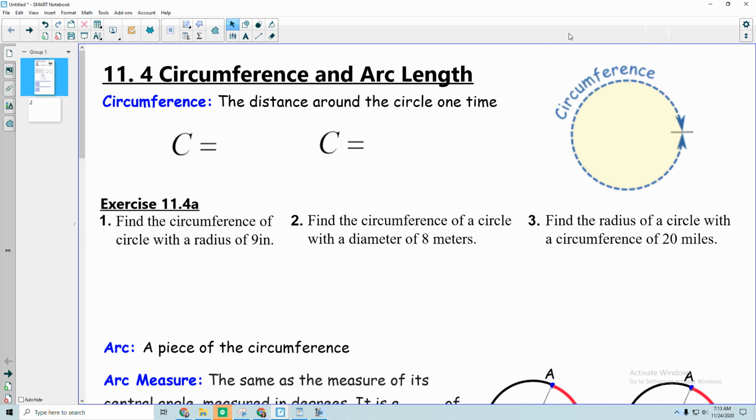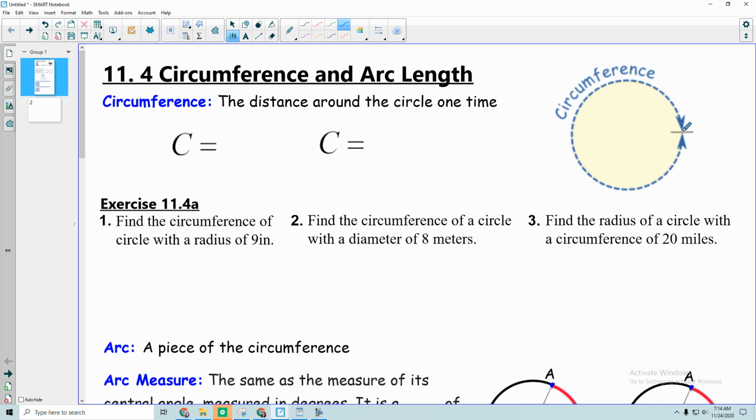In today's lesson, we're going to focus on two things: how to calculate the value for the circumference of a circle, and then how to calculate the length of an arc. So first, let's talk about how to find the circumference. Just a quick review, the circumference is going to be the distance around the circle one time.